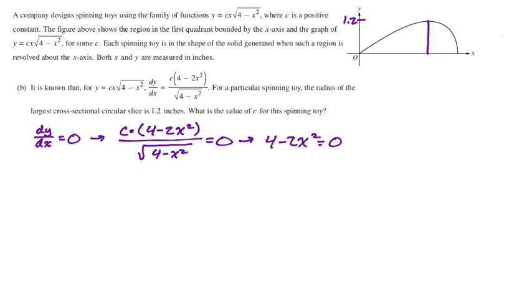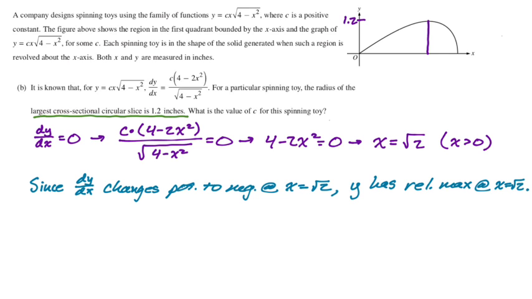Subtract 4, divide by negative 2 gives us x squared is 2. And if x squared is 2, then x is either plus or minus radical 2, but we're in the first quadrant, so x would just be radical 2. Now, do I need to justify that this is a relative maximum? I wasn't entirely sure, so I did it. So I'll just show it.